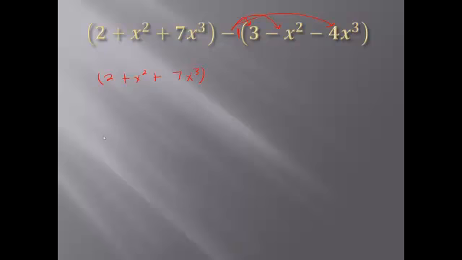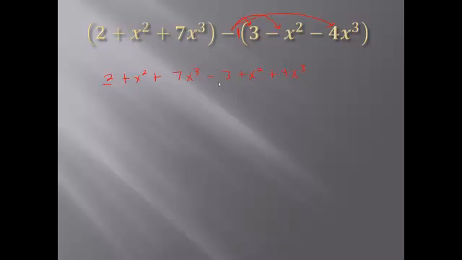Okay, so let's drop the parentheses off of here. And when I multiply -1 times 3, that makes -3. -1 times -x squared makes +x squared. And -1 times -4x to the third makes +4x to the third. Now, once you distribute that to the parentheses to the right, then all you have to do is combine your like terms.